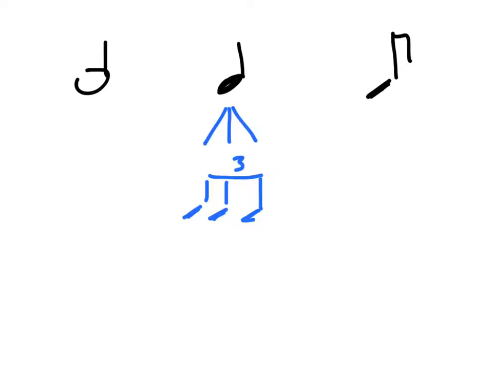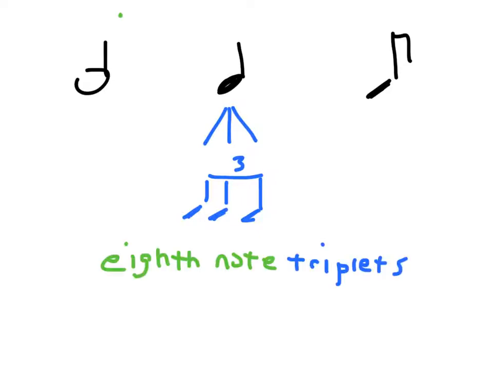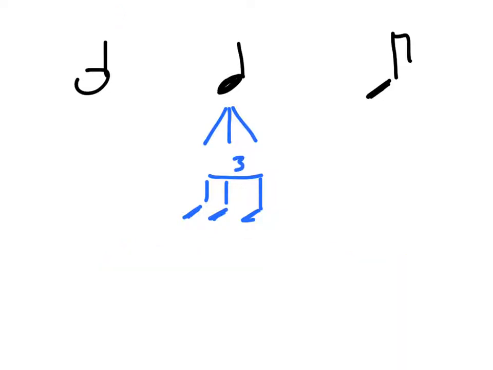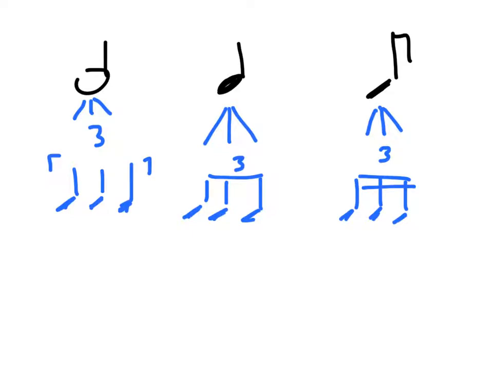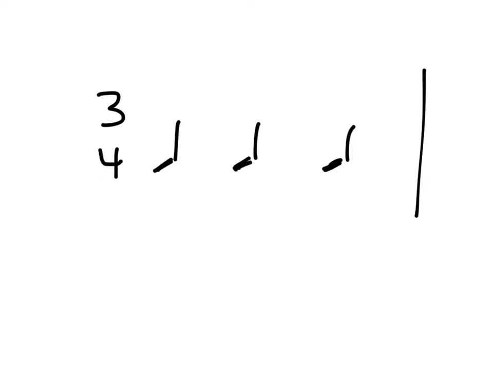But with the 3 there, that means that they're eighth note triplets, which now splits up that quarter note into 3 equal parts. 3 quarter note triplets split a half note into 3 equal parts. And then on the right here, 3 16th note triplets split up an eighth note into 3 equal parts. Okay, so here we have 3 quarter notes in a 3/4 measure. What if we wanted to change that second quarter note and split it into 3 equal parts? Okay, so we're going to change that quarter note into 3 eighth note triplets.